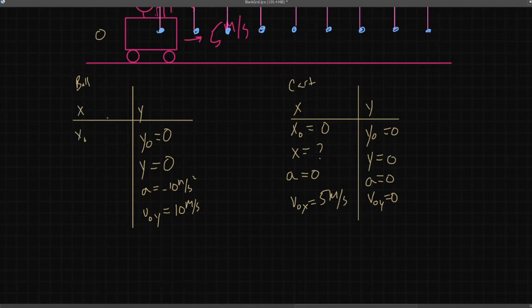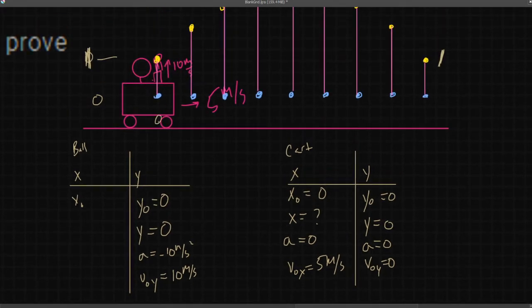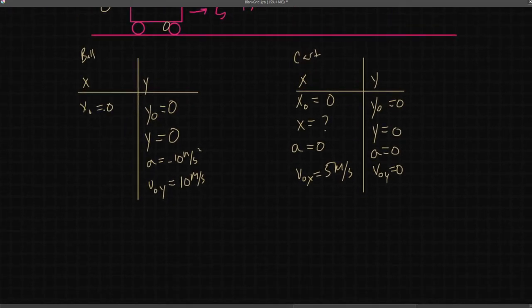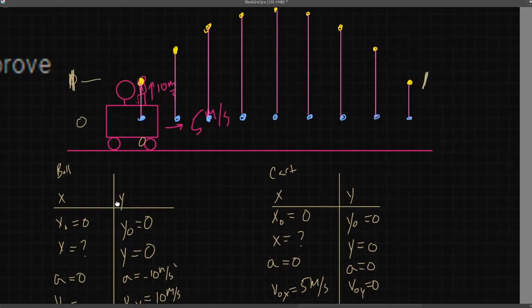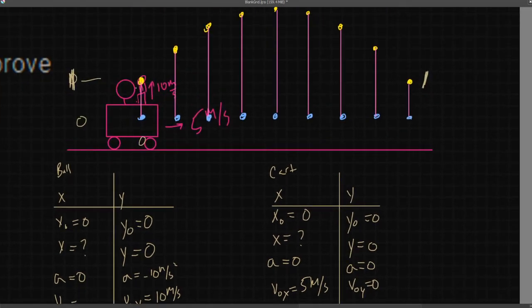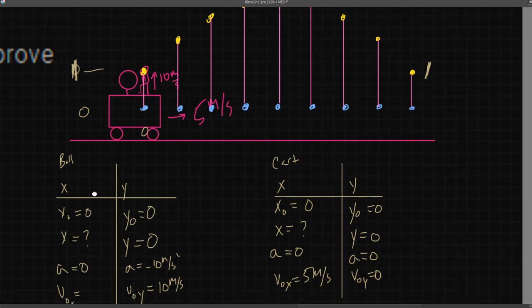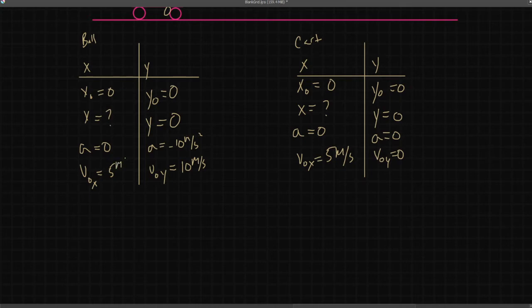Horizontally, again, we'll call this spot 0. It has an initial position of 0. I do not know its final position. It has no acceleration, and it has an initial horizontal velocity of 5. See, the ball here is moving with me. I shoot it straight upwards. It has a velocity of 5 meters per second.